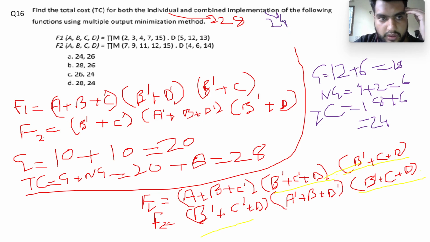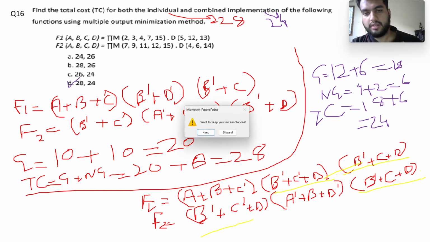So combined is 24. So our answer is 24. So option D is the correct answer.